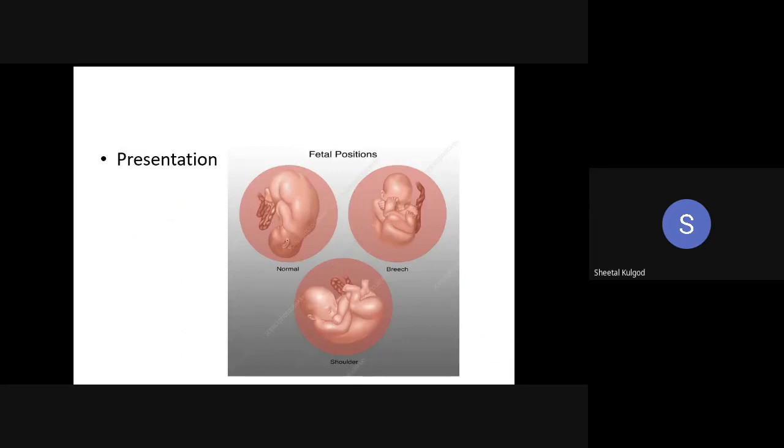Then presentation is again the part which is occupying the lower pole of the uterus. That is called as presentation. So the presentation in longitudinal lie could be either a cephalic presentation or a breech presentation, where the breech is occupying the lower pole of the uterus, or the head occupying the lower pole of the uterus. And when there is a transverse lie, the part which is occupying the lower pole of the uterus is usually the shoulder of the fetus. So that's why in transverse lie, we say that there is a shoulder presentation. Understood? So presentation means the part which is occupying the lower pole of the uterus. This is the uterus. The part which is occupying the lower pole of the uterus is called as the presentation.